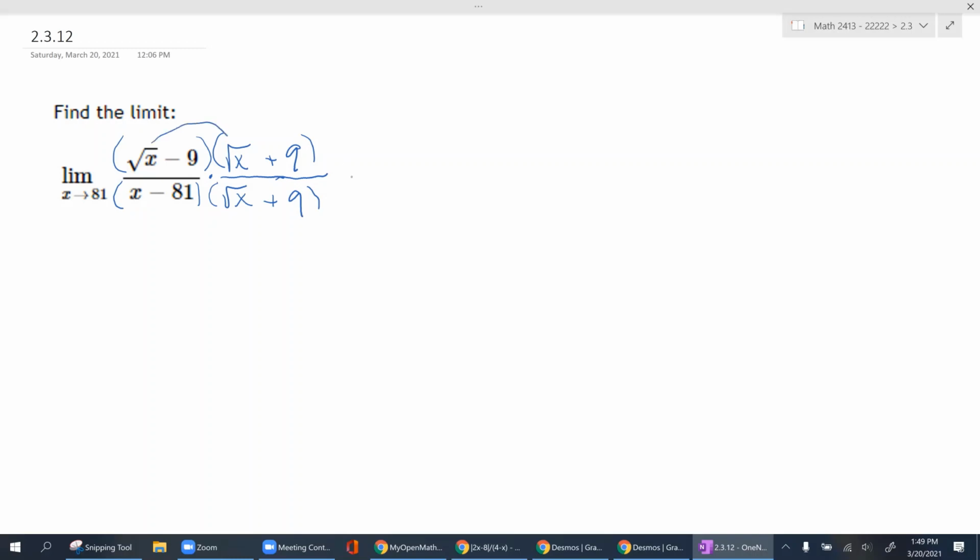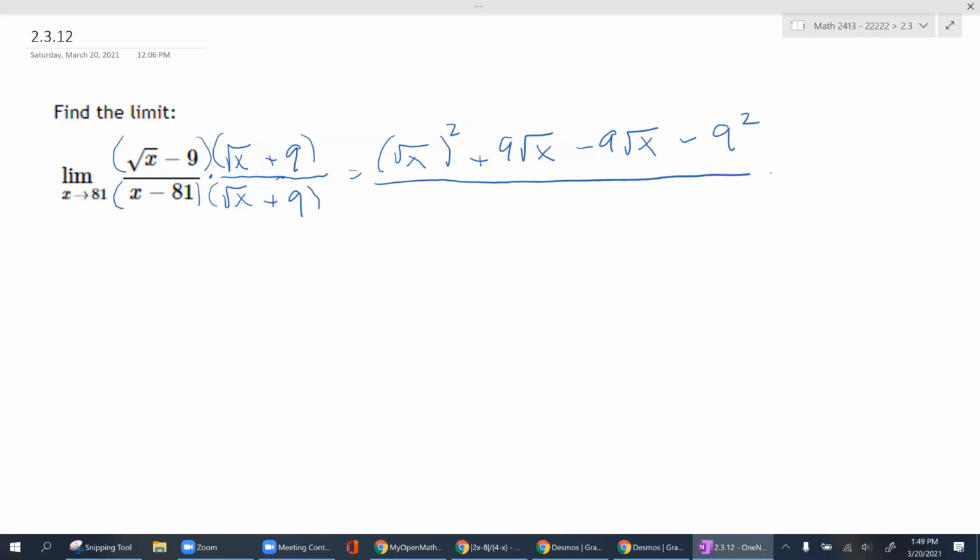So first, this is just going to give me the square root of x times the square root of x. Outside, inside, last, divided by first, outside, inside, last. What is minus 81 times 9? But it gives me that.